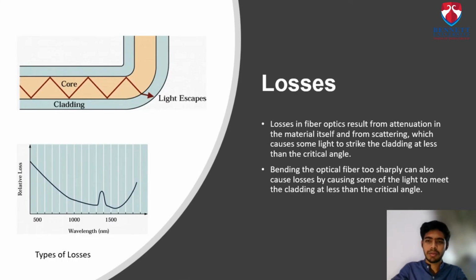Now let's discuss the losses in fiber optics. Losses in fiber optics result from attenuation in the material itself and from scattering, which causes some light to strike the cladding at less than the critical angle. If we bend the optical fiber too sharply, it can also cause loss by causing some of the light to meet the cladding at less than the critical angle.